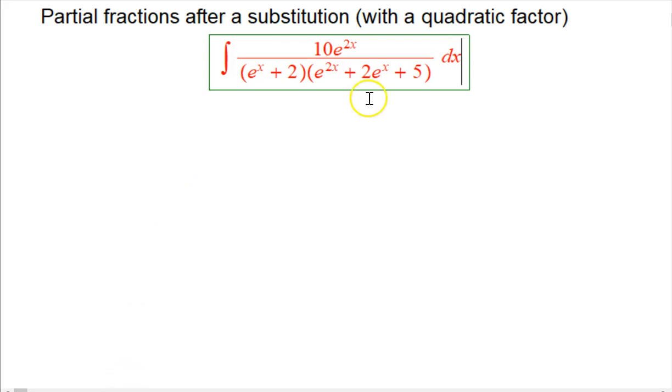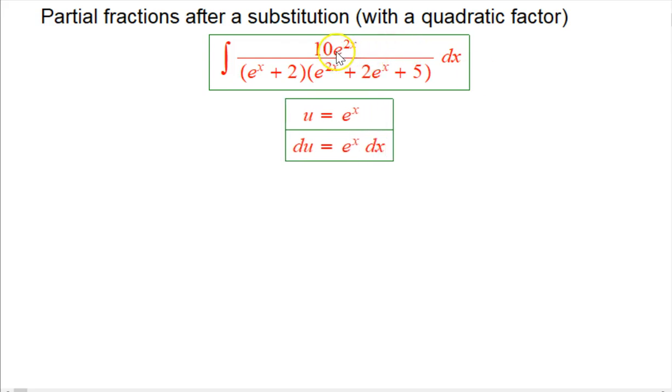So here's our integral. And what we notice is that there's e to the x's everywhere. In fact, x never appears except as e to the x or e to the 2x. And of course, e to the 2x is just e to the x quantity squared. So that doesn't necessarily mean substitution is going to work until we try it. But if we try u equals e to the x, then the first thing we would look at is, well, what's du? That's e to the x dx.